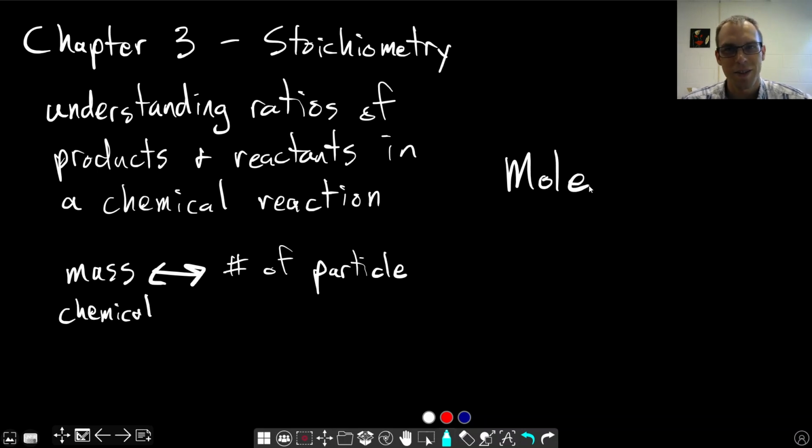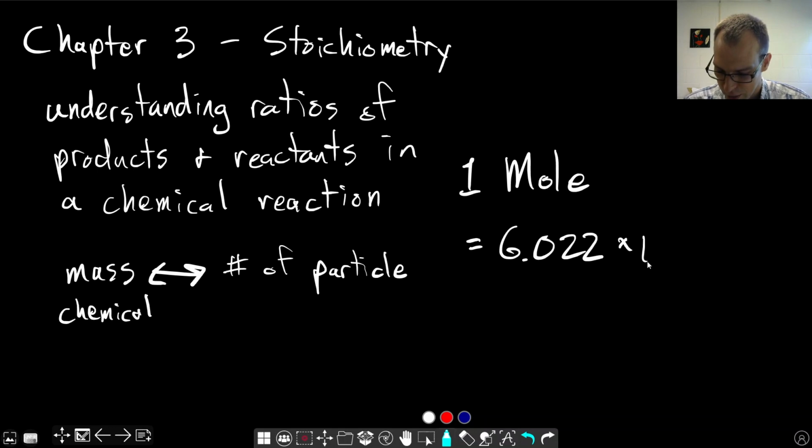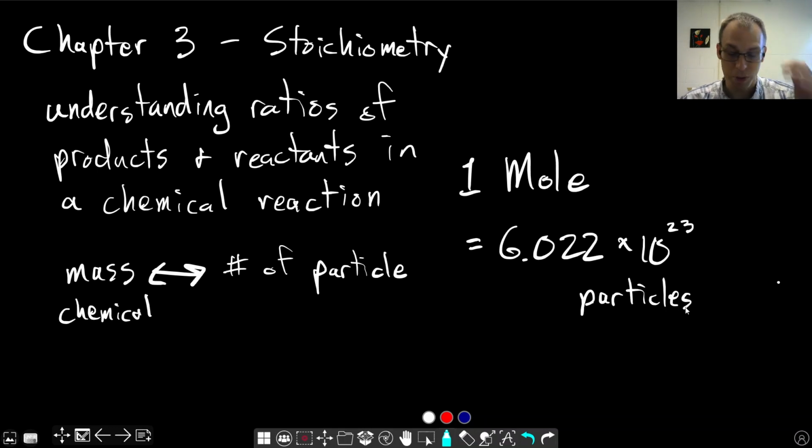Now, this has nothing to do with the animal mole. I'm not sure why this word was chosen to refer to this, but a mole is a number, a number of particles. Specifically, 1 mole is equal to 6.022, and there are some more significant figures if we want to include them, times 10 raised to the power of 23 particles. Well, it can be 6.022 times 10 to the 23 of anything. It's just that generally we're talking about very, very small things when we're in chemistry and using moles.